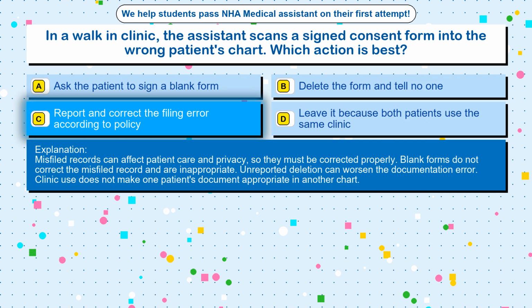Misfiled records can affect patient care and privacy, so they must be corrected properly. Blank forms do not correct the misfiled record and are inappropriate. Unreported deletion can worsen the documentation error. Clinic use does not make one patient's document appropriate in another chart.